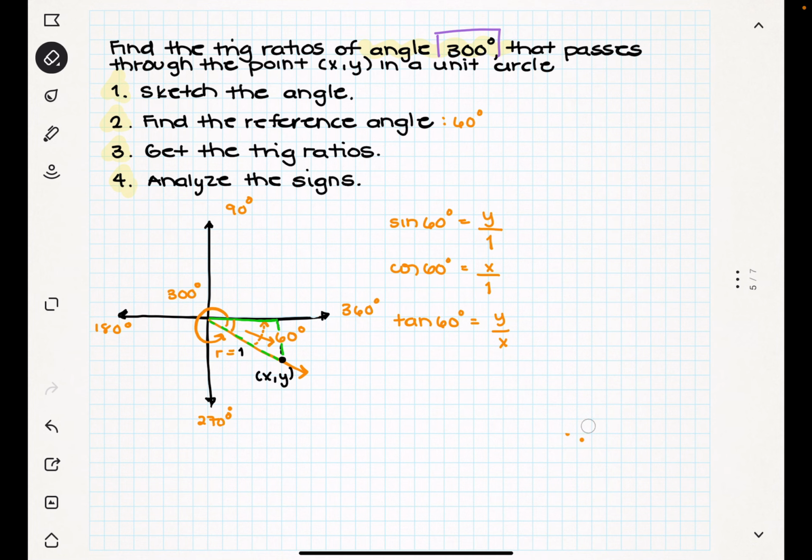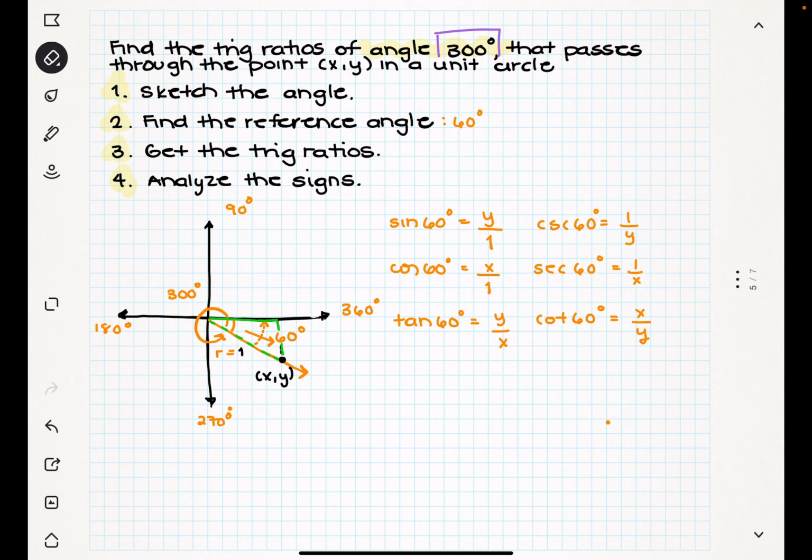The reciprocals, again, are just flipped. So cosecant of 60 is going to be 1 over y. Secant of 60 is going to be 1 over x. And cotangent of 60 is going to be x over y.